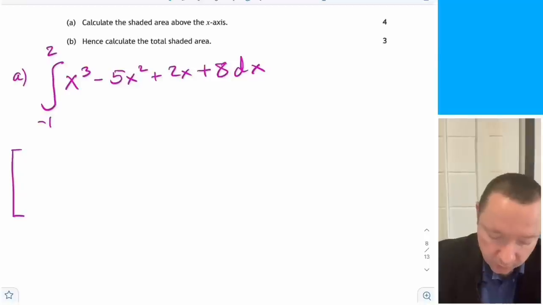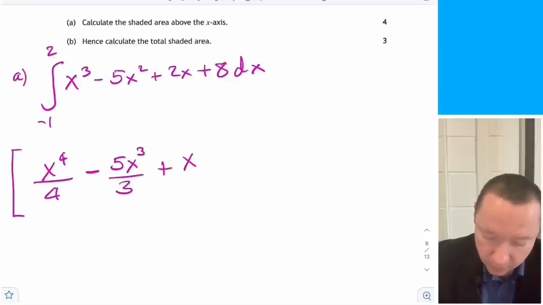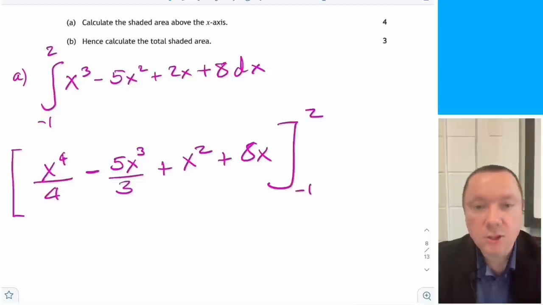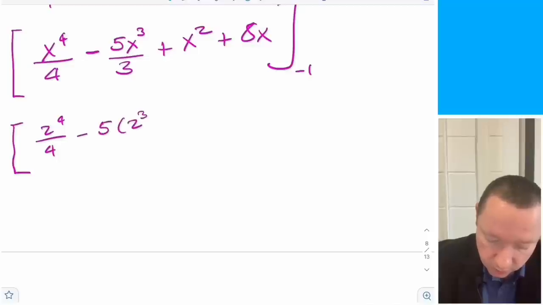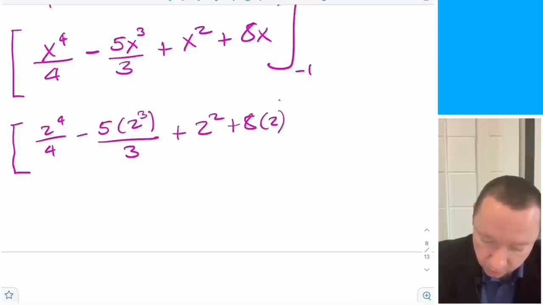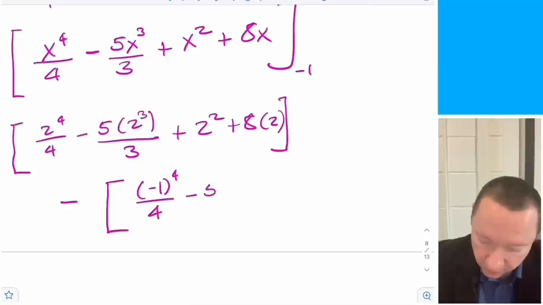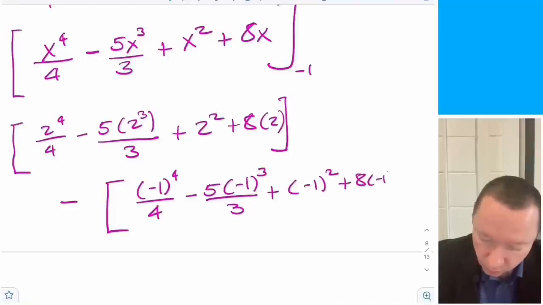So x cubed becomes x to the power of 4 over 4, minus 5x cubed over 3, plus 2x becomes x squared divided by 2, still x squared, plus 8x, and we're doing that between the limits of minus 1 and 2. So we need to substitute 2 in, take away, then substitute minus 1 in. So for our first bracket, we've got 2 to the power of 4 over 4 minus 5 times 2 cubed over 3 plus 2 squared plus 8 times 2. Take away our second bracket, minus 1 to the power of 4 over 4 minus 5 times minus 1 cubed over 3 plus minus 1 squared plus 8 times minus 1.